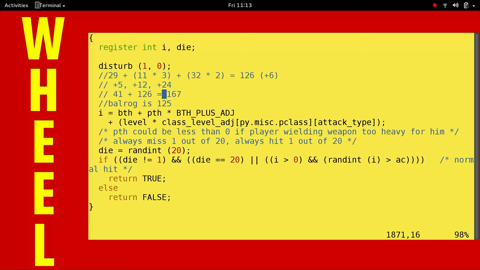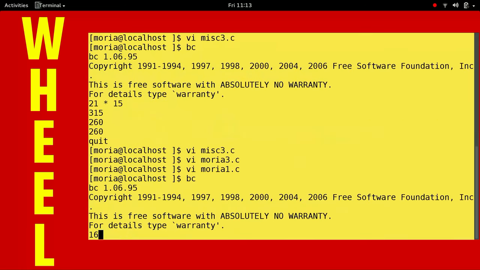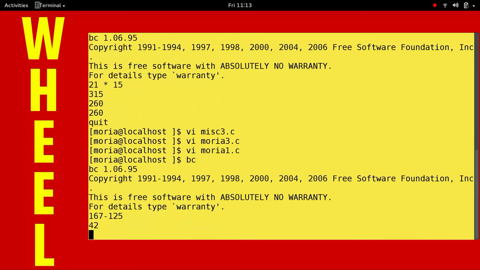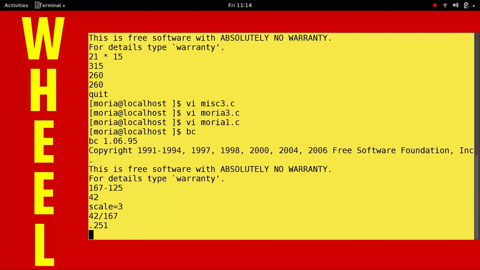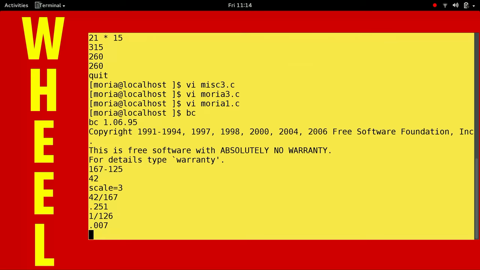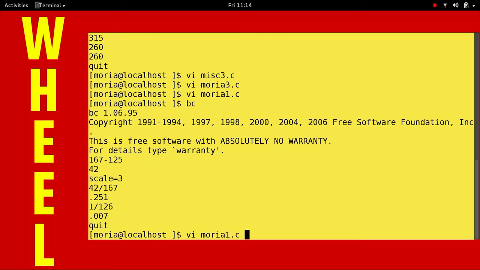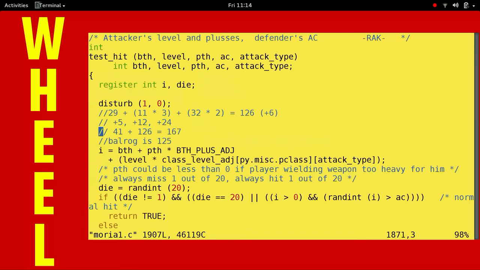So anyway, what I'm getting at here is, now all of a sudden our chances are better, right? Because if you take your 167 and subtract the Balrog's AC, 42, let's see, I'm having a brain freeze here. 42 divided by 167 is a 25% chance of hitting the Balrog, rather than 1 out of 126. Not even a percent. So that's why we couldn't hit him. That's exactly why we couldn't hit him. So we could really increase our chances that way.